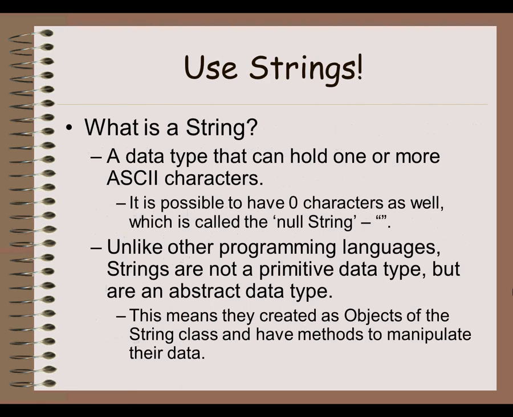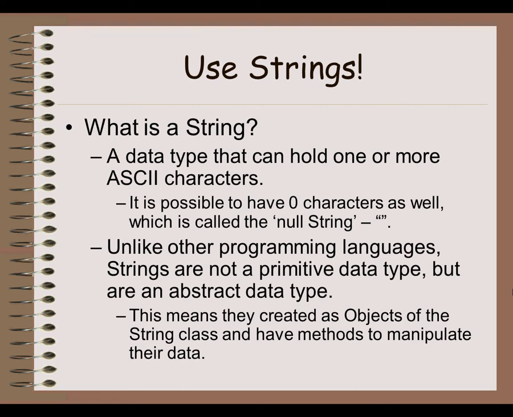Well, you have to do this using what we call a string. A string is a special data type that can hold one or more ASCII characters. And remember that an ASCII character is anything we can type in using our keyboard. So a letter, a space, a number, a special character like a star or a $ sign, those are all ASCII characters. It is also possible to have 0 characters in your string, which we call the null string. This is essentially a string that has absolutely nothing in it. Open quotes, close quotes, nothing in between.